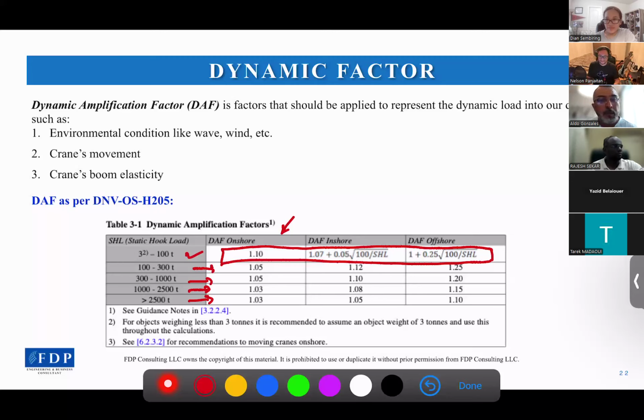Any question? If not, we can continue to the next slide. So far, so good. Thank you, Yasin and Aldo. So we can continue to the next slide.